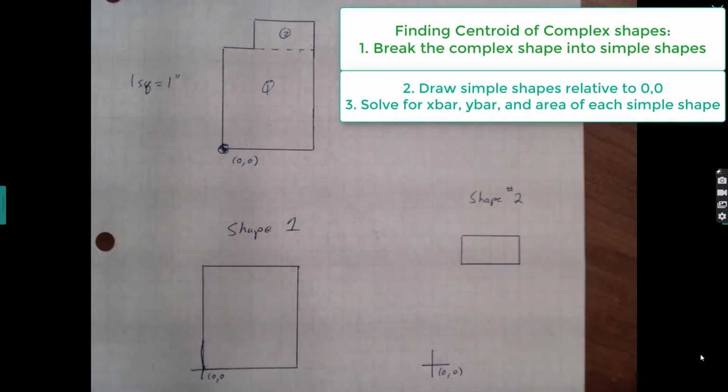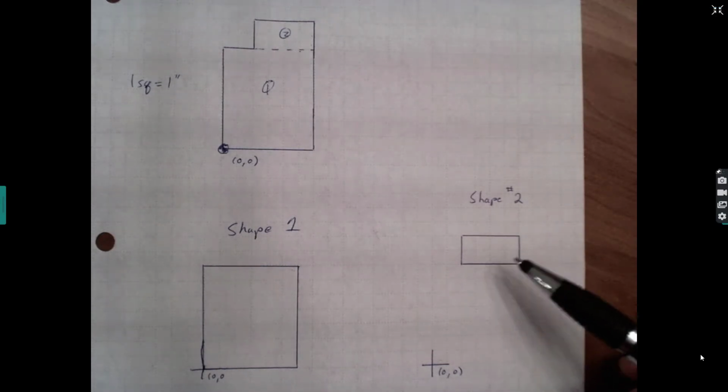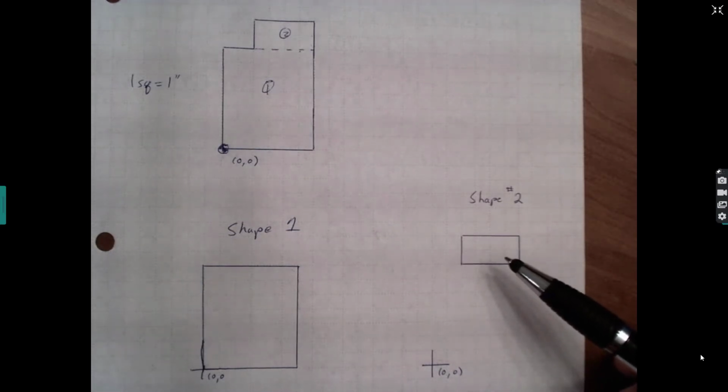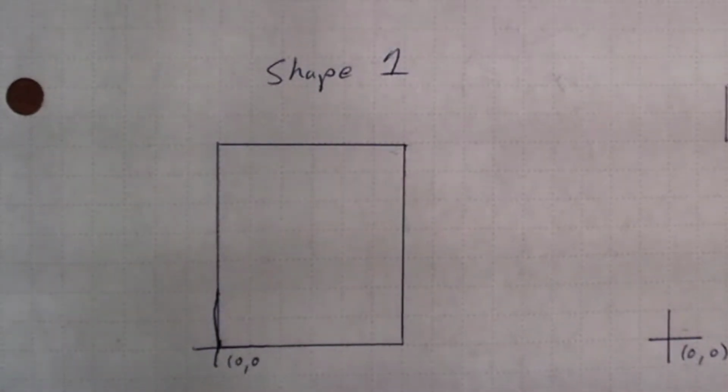So you can see I have a rectangle here and a rectangle here. Step 3, after we've drawn the shapes relative to their 0, 0, is to calculate the x bar and y bar, just as we did in our last assignment. With a rectangle, we need to get to any corner of the rectangle, doesn't matter which corner. Let's go to this corner on this particular rectangle. The x and y coordinates of that location are 0, 0, so we don't have to do any additional adding of distances. We can just use the formulas for a rectangle.